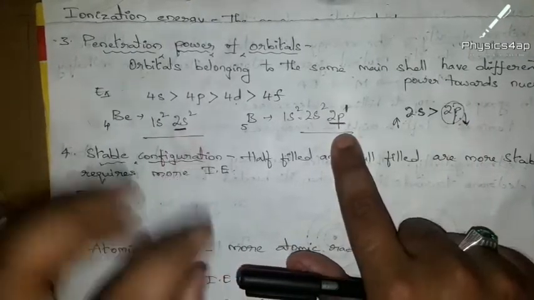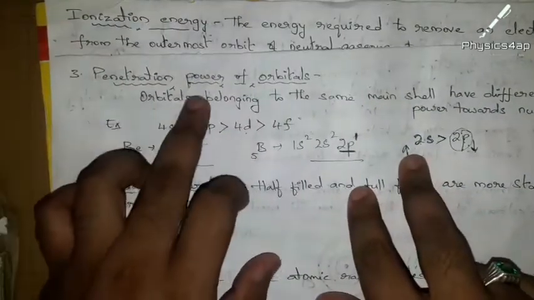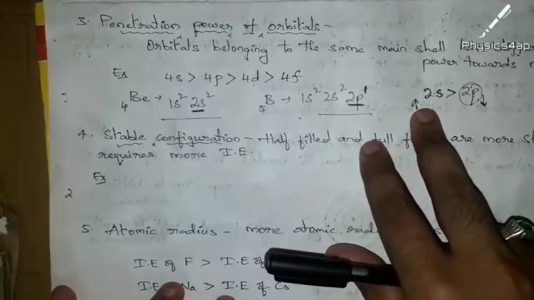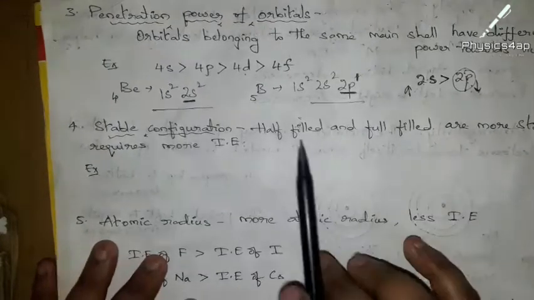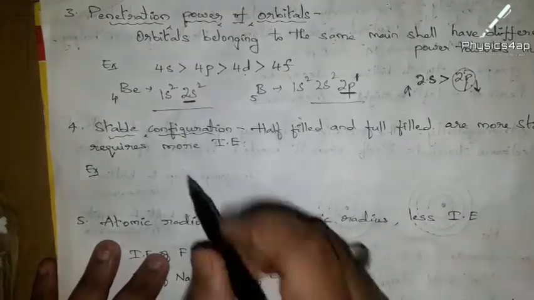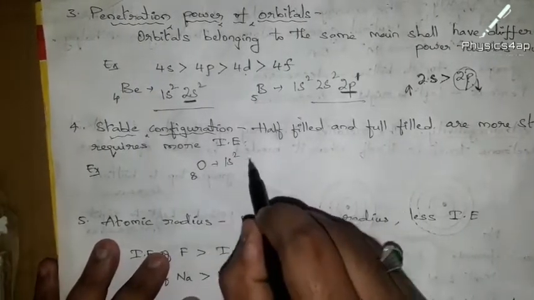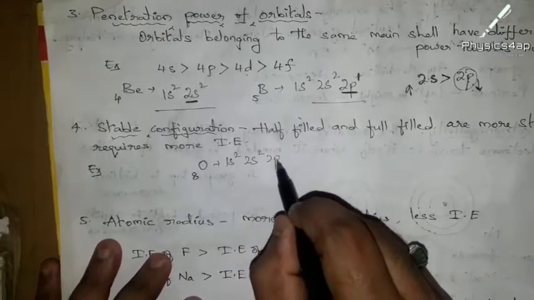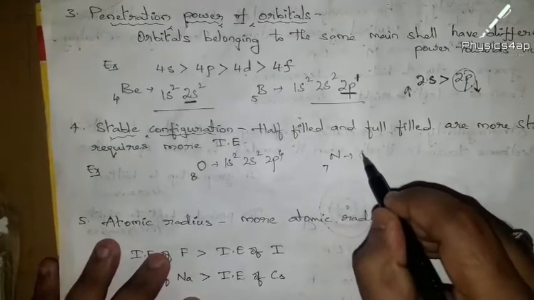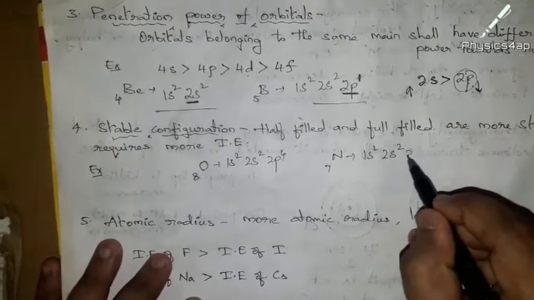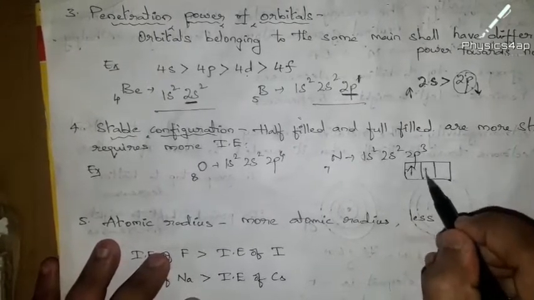And next, coming to the stable electronic configuration. Stable electronic configuration refers to half-filled and fully filled elements. For example, oxygen, atomic number 8, is 1s2, 2s2, 2p4. Compare that with nitrogen, 1s2, 2s2, 2p3. So this is the electronic configuration for nitrogen, and this is the electronic configuration for oxygen: 1, 2, 3 and 4.